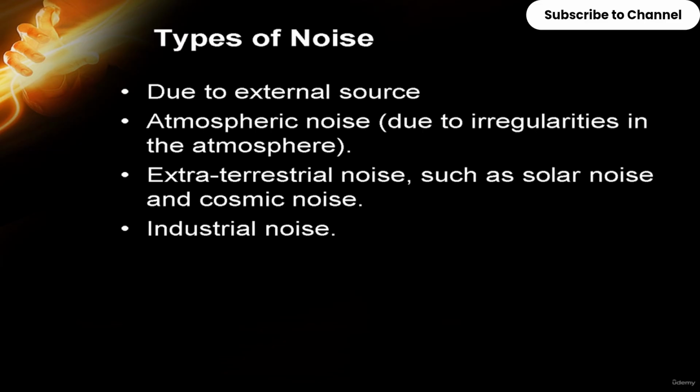There are two types of noise: one is external and another one is internal noise. Now we'll discuss external noise. External noise is caused by the effect of external sources. The noise is produced by external forces due to irregularities and atmospheric conditions. This noise cannot be completely eliminated. Extraterrestrial noise, so solar noise, cosmic noise, and industrial noise, these are known as external noise, which are caused by external sources.